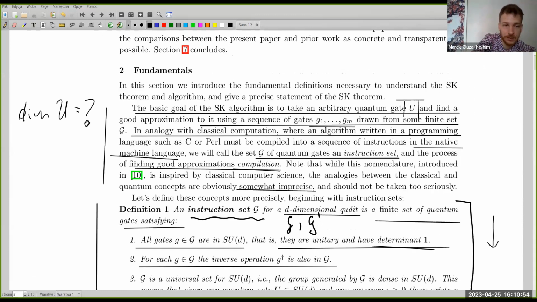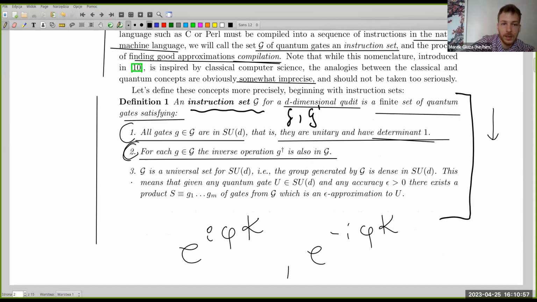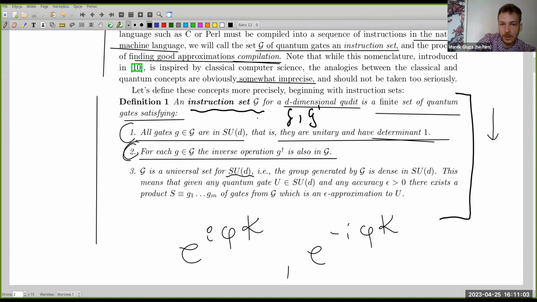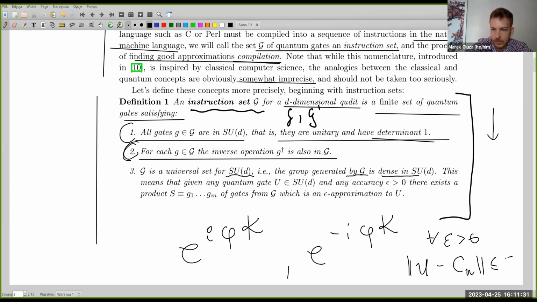Number 1 is physicality of the operations. Number 2 is a condition. And then G is a universal gate set for all of those operations that we can possibly do if the group generated by G is dense in SU(d), and dense means that basically for any epsilon, there exists a sequence of operations G, such that if we concatenate them, we will have any unitary minus some circuit Cn is smaller than epsilon for n sufficiently large.